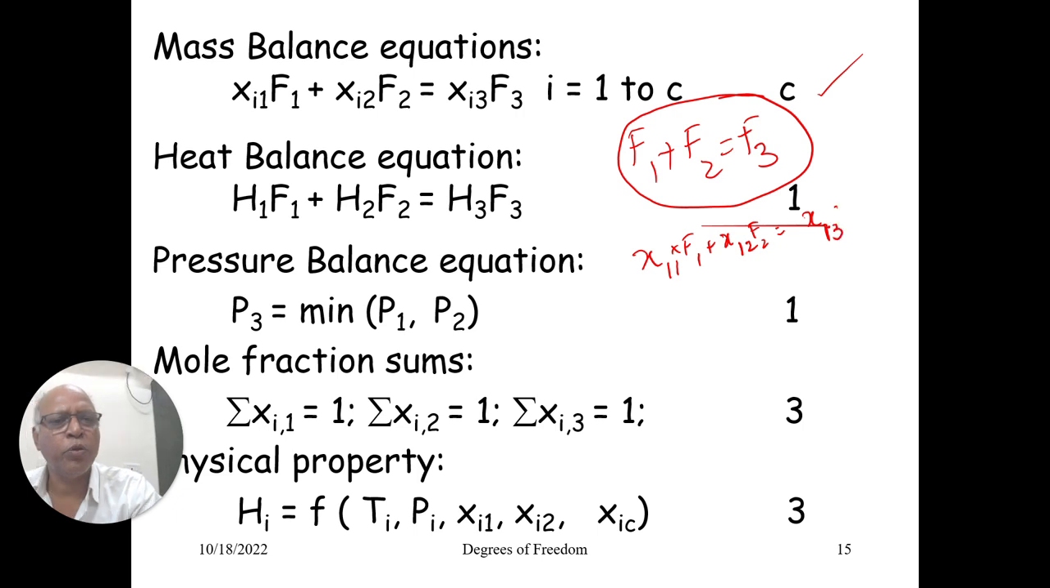That is the output stream multiplied by F3. Similarly, the same thing can be written with respect to the second component. We are writing the first subscript to indicate the component, and the second subscript to indicate the stream number. So similarly, I can write x12.